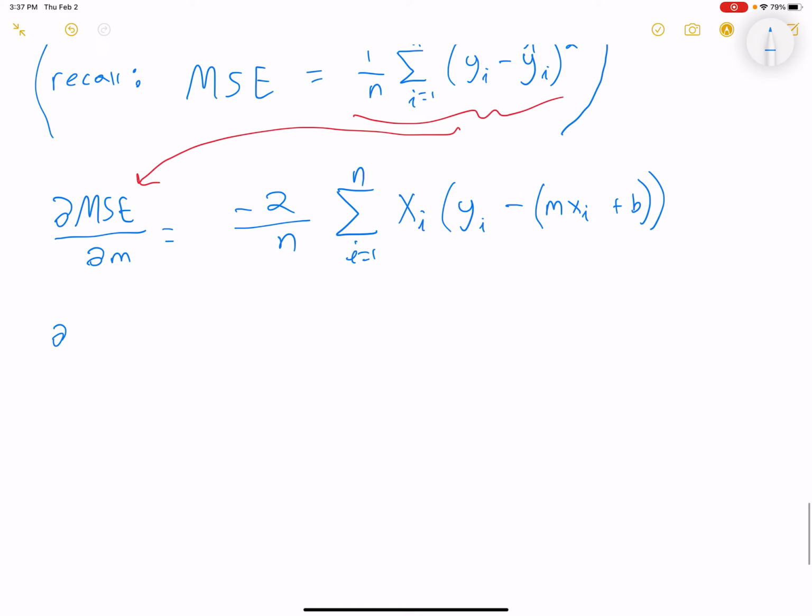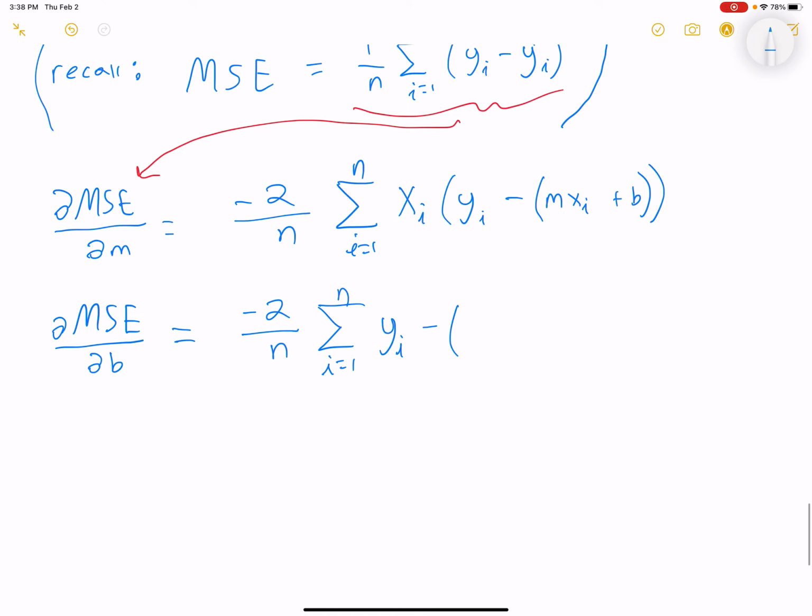So we also want the partial derivative of the mean squared error with respect to b, and that, when you evaluate it out, happens to be -2 over n, summation i equals 1 to n of y i minus y hat. Wait, why is it x i times y? What is that x? Oh, that's the chain rule. Yep, chain rule. Okay, sorry.